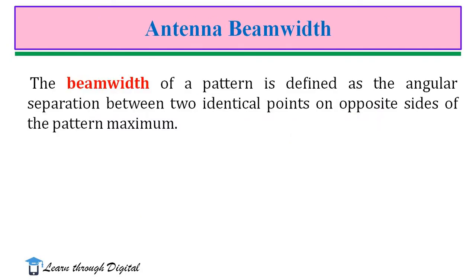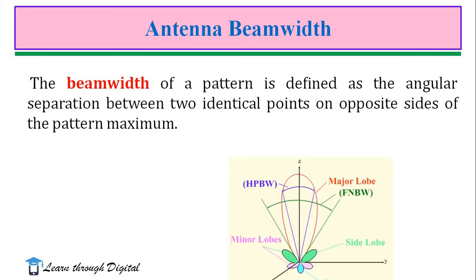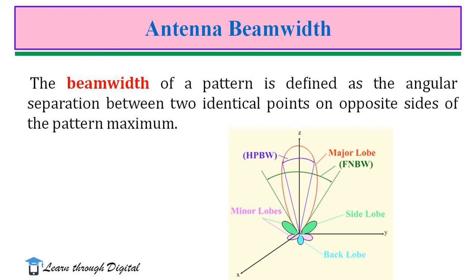Let's start our discussion with the definition of antenna beamwidth. The beamwidth of a pattern is defined as the angular separation between two identical points on opposite sides of the pattern maximum. This is the general diagram of radiation pattern of an antenna. Radiation pattern consists of major lobe and minor lobes. Maximum radiation occurs in the direction. Generally, there are two types of beamwidth measured on major lobe: half-power beamwidth and Fresnel beamwidth. We are going to discuss one by one.